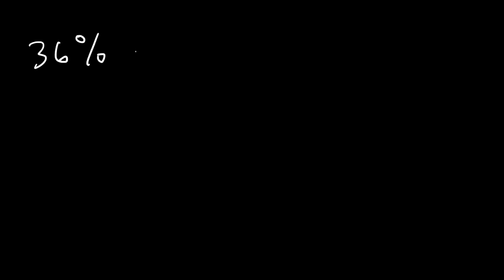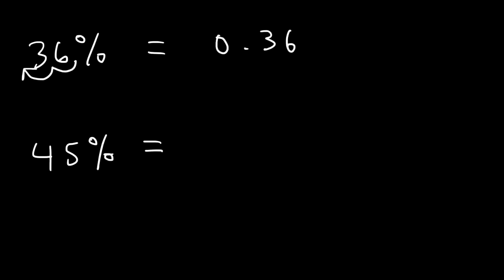Try these two examples. Convert 36% and 45% into a decimal. So if we move the decimal point 2 spaces to the left, this is equal to 0.36, and 45%, doing the same thing, is 0.45.